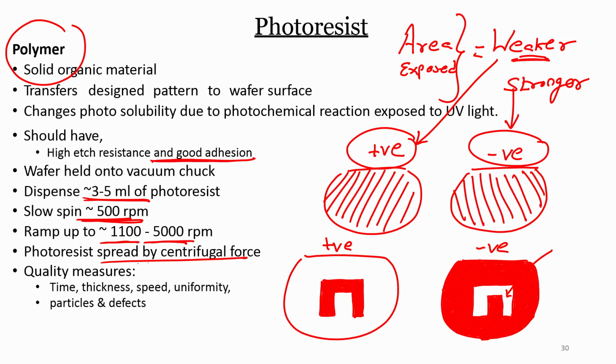Photoresist is spread through centrifugal force and the quality measures for this photoresist can be time, thickness, speed, uniformity. Also we can see particles and defects if any on the photoresist. When we coat the photoresist, we have to take care of this many parameters. Now, if you see here, there is a requirement of slow spin. This slow spin is to uniformly distribute photoresist onto the wafer, and then we ramp it up to 1100 to 5000 rpm, so that we can obtain the thickness of our desire.